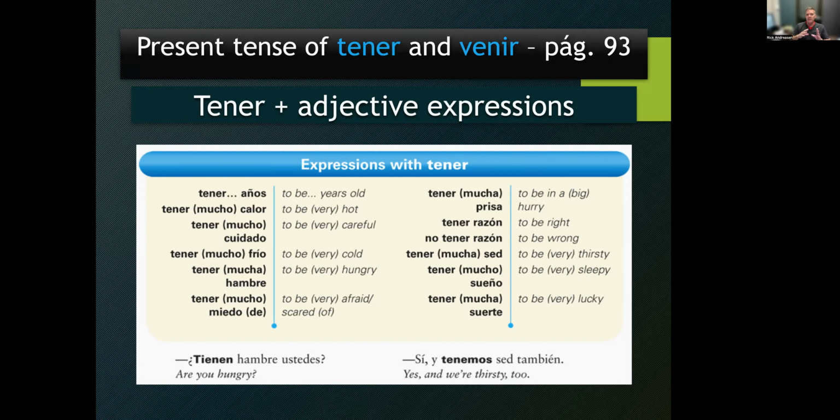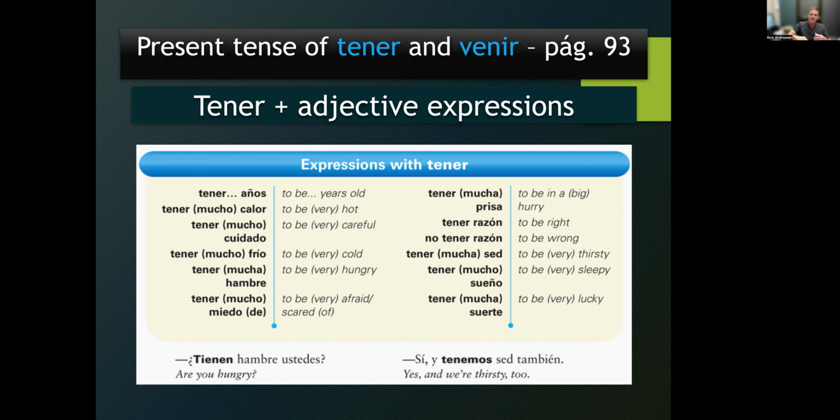Miedo means fear of. So yo tengo miedo de serpientes. I'm afraid of snakes. Yes, verdad. Yo tengo miedo. I have fear of something.